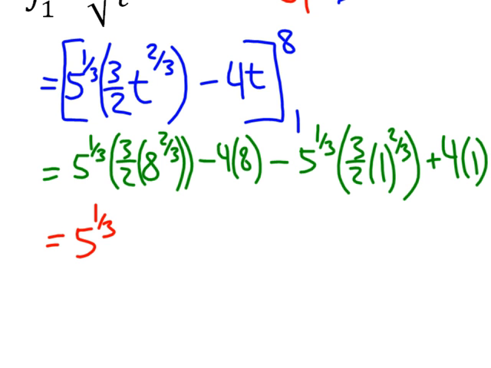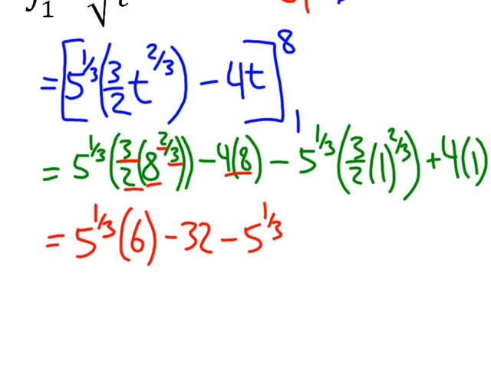So this is 5 to the 1/3, and again, 8 to the 1/3 would be 2, and then squared would be 4. 4 times 3 is 12, divided by 2 is 6. Minus 4 times 8, which is 32, minus 5 to the 1/3, and then times 3/2, plus 4. Okay, don't have a lot of choice. This 5 to the 1/3 occurs in 2 places, and I've got a 6 minus a 3/2, so that's like a 12/2 minus a 3/2, so that's 9/2.